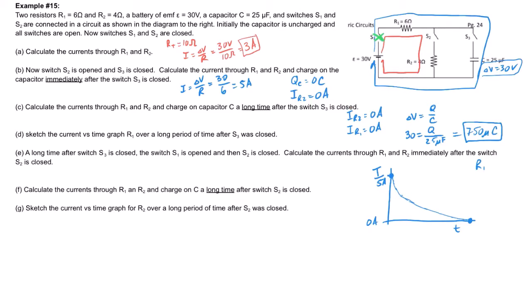That means the battery isn't going to be important anymore because the battery is no longer in our circuit. But remember, our capacitor is charged, so we've got a positive here and a negative here. And so the current now, S2 is going to be closed. So now we're going to follow through that green loop there. All right? So we now have S3 closed, S2 closed, S1 open.